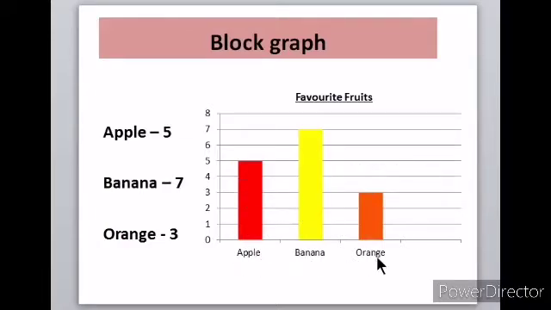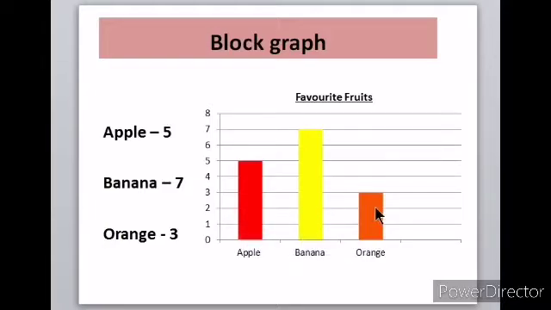So after reading the data we have to draw a bar or a block or blocks above apple, and it has to exactly end in the number. See, it ends in 5. Similarly, for banana we should draw a bar which is ending in 7. Orange should end in 3. Like that we have to draw the graph.